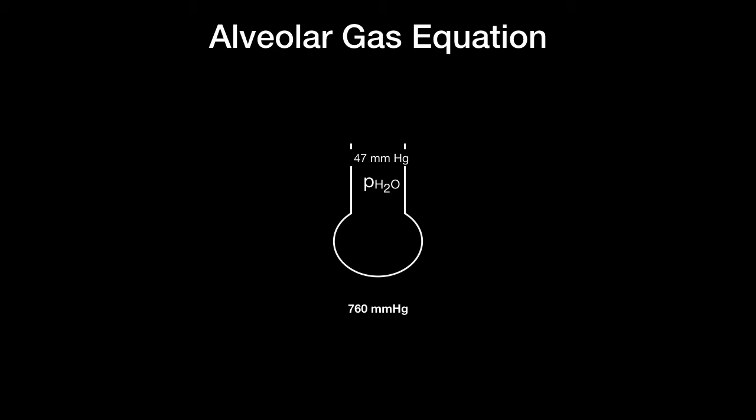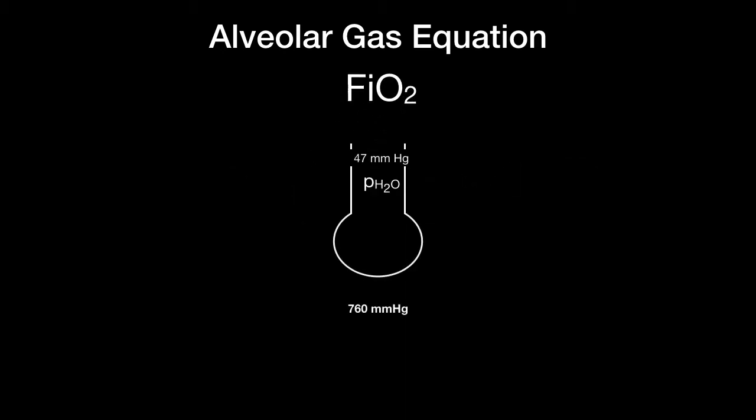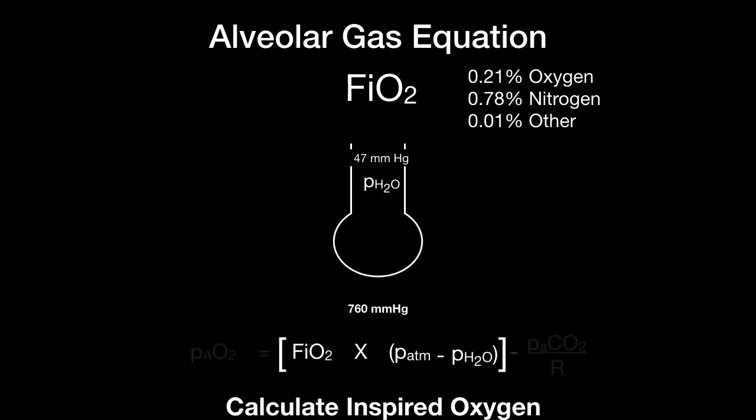So back to the inspired oxygen equation, FiO2 times the pressure of atmosphere minus the pressure of water. Now, what about FiO2? FiO2, as most of you know, is 21%. In the atmosphere, we have 21% oxygen, about 78% nitrogen, and 0.01% of other stuff. With that in mind, I want you to pause here and calculate the inspired oxygen. And I'm serious. I think you need to pause and calculate what the inspired oxygen that we all breathe in is at sea level and see what you get. And if you get the right answer, then you can assume that you understand this part of the alveolar gas equation. Pause.